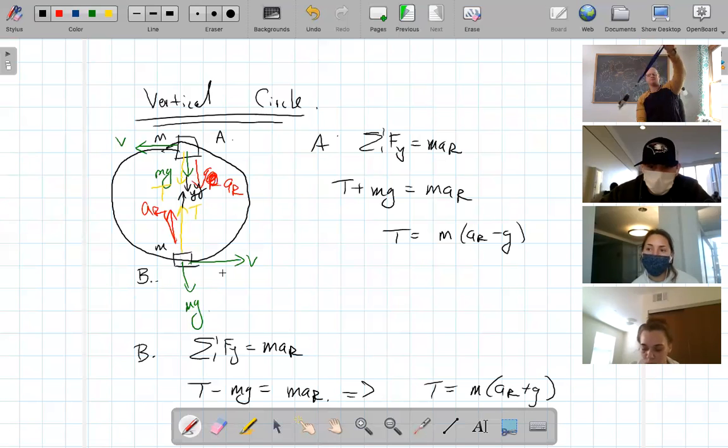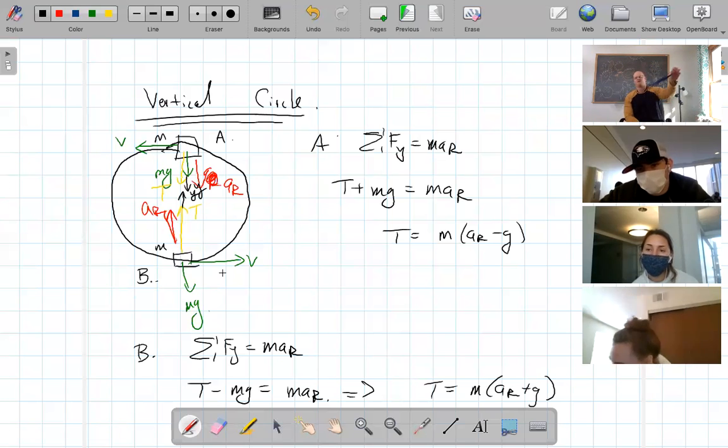So the point of all that is, when I'm thinking about my keys, there is a minimum velocity that I need for my keys to actually make it through a full circle. If I don't give it enough velocity, these keys will never make it through a full circle. So I start off down here, give it a velocity, but that velocity isn't enough, they will never be able to make it through the circle. But if I give it enough velocity, it will just make it through the circle. And if I give it too much velocity, the tension will just keep increasing.